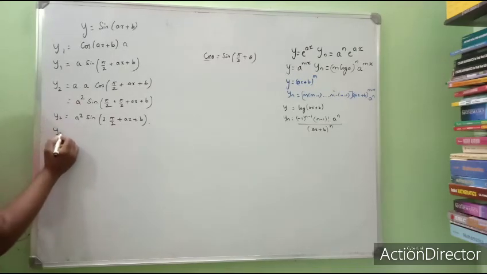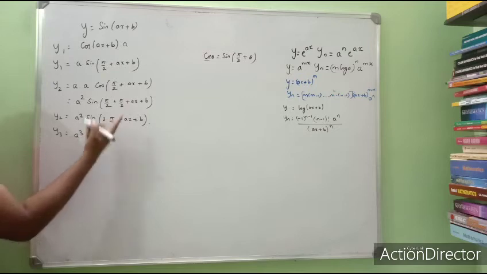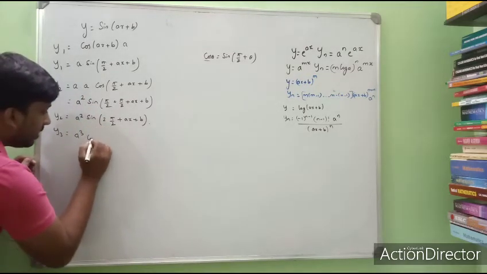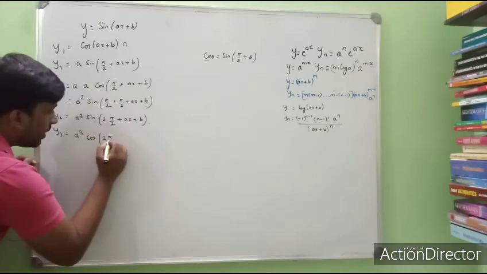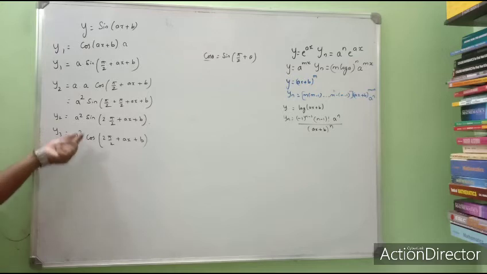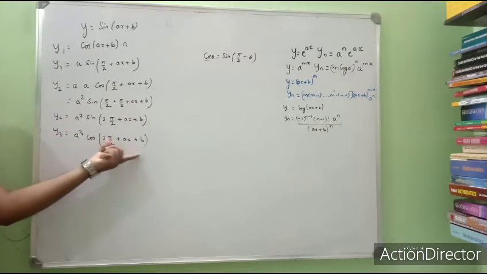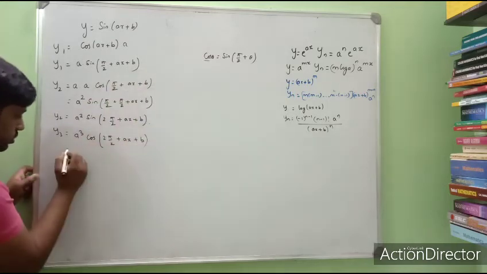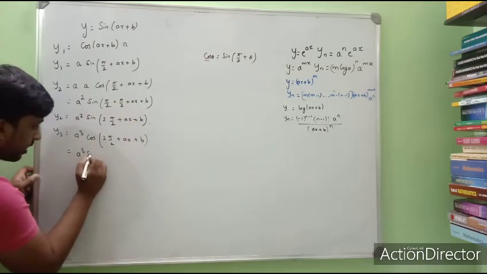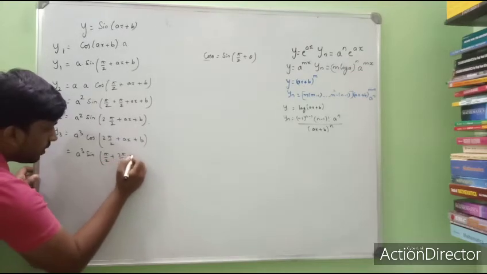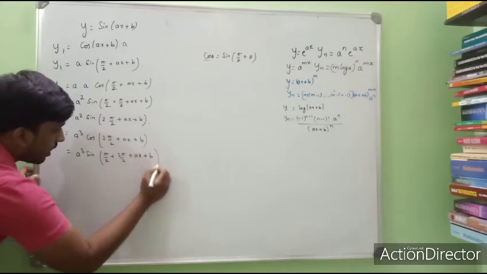Next we will go for the third derivative. We will be getting a cube, because here we will be getting a. So a cube into, for sine we will be writing cos of 2 pi by 2 plus ax plus b, right? Just differentiating sine. And for this a, I have already written it as a cube. So again converting this cos to sine, what happens? Sine of pi by 2 plus 2 pi by 2 plus ax plus b. I hope you are understanding.